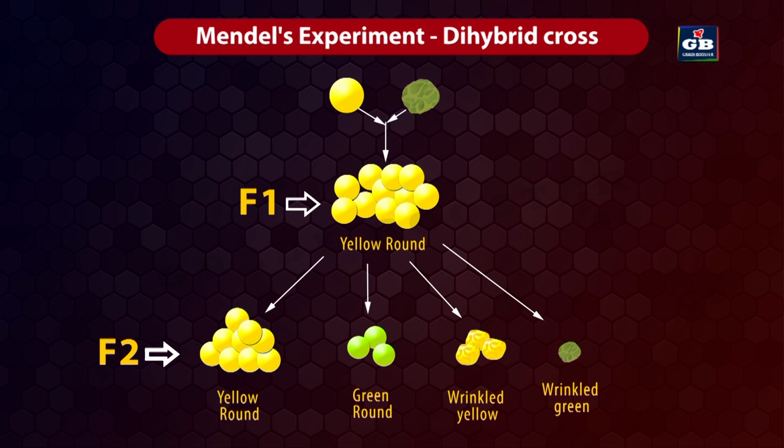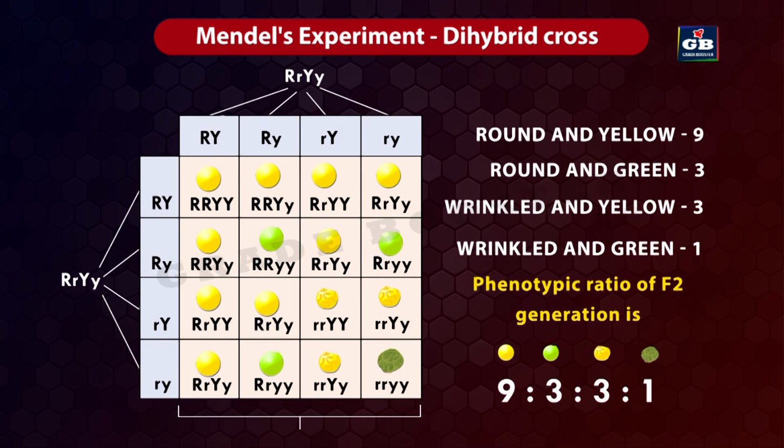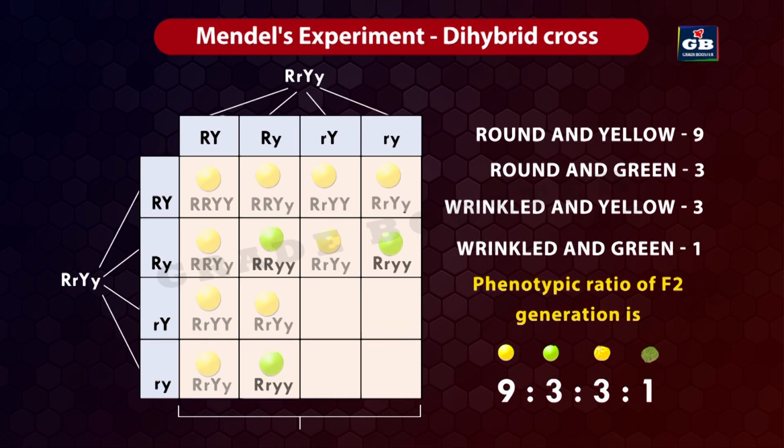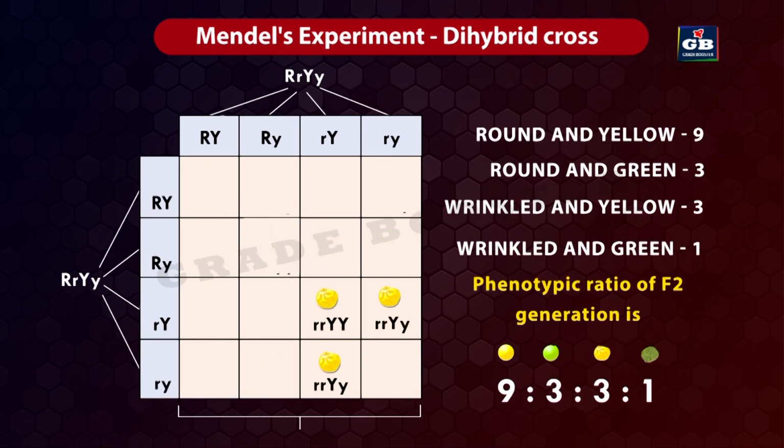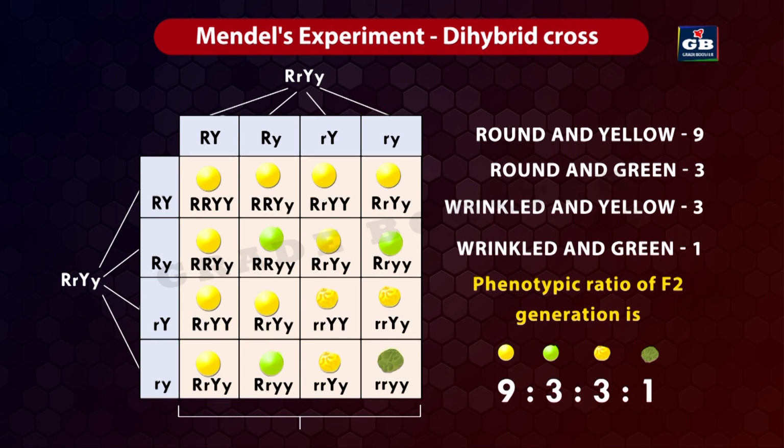Now let us observe the F2 generation. When the F1 plants are self-pollinated, the possible outcomes are like this. So here in the F2 generation, we got round and yellow 9, round and green 3, wrinkled and yellow 3, wrinkled and green 1. So the phenotypic ratio is 9:3:3:1.